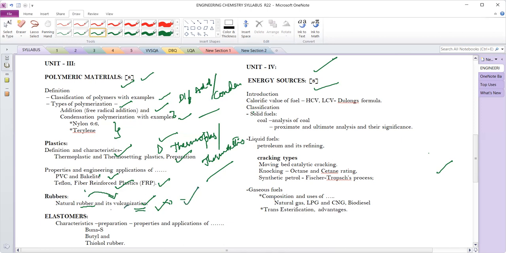Next, coming to another topic, that is the elastomers. What is it? Elastomers. So here, elastomers is another topic. Here also you learn about its characteristics, and preparations, right? Characteristics of elastomers, and then preparation, properties, and applications of Buna S, butyl, and thiokol rubber. All of you clear?